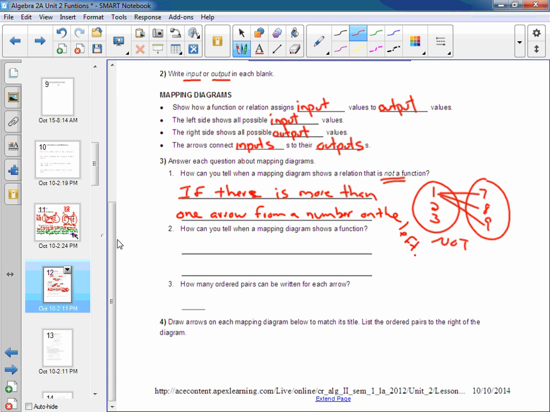How can you tell when a mapping diagram does show a function? Let's say only one arrow per number, only one arrow per input. Right, how many ordered pairs can be written for each arrow? Each arrow is one ordered pair. So this has the points 1, 7, 1, 8, and 1, 9.